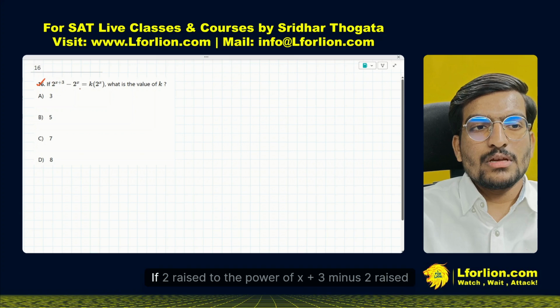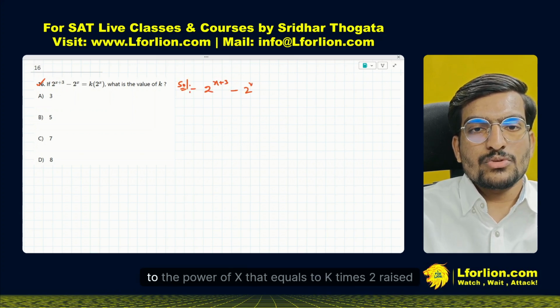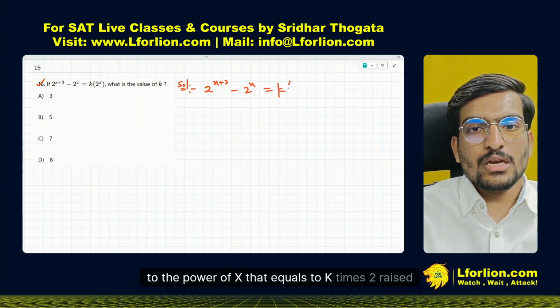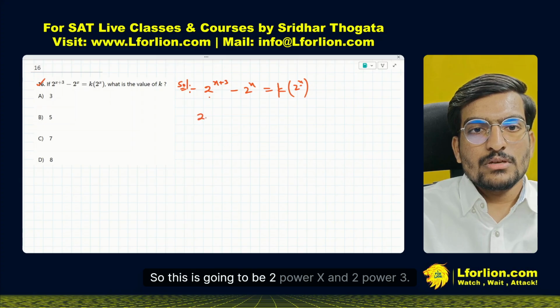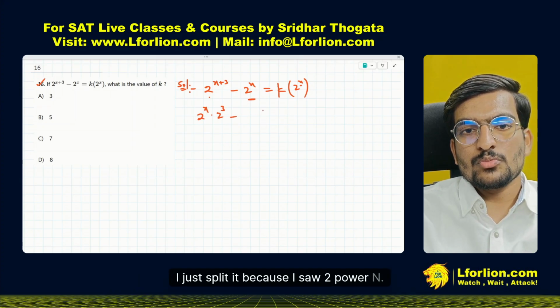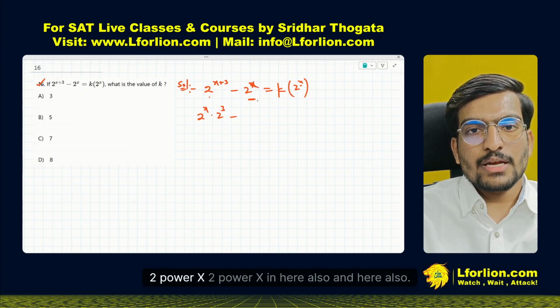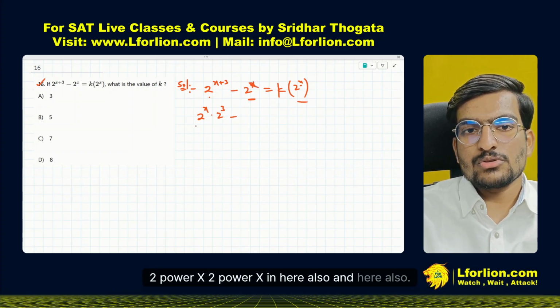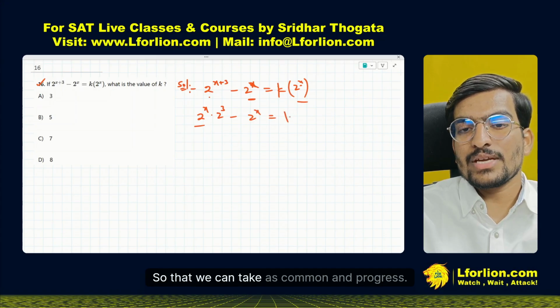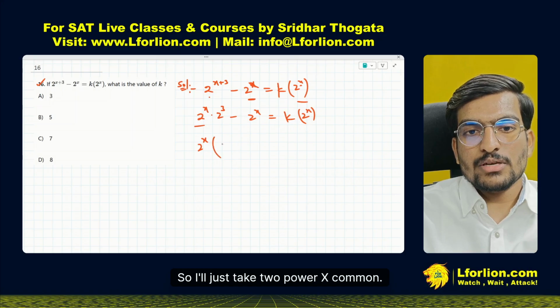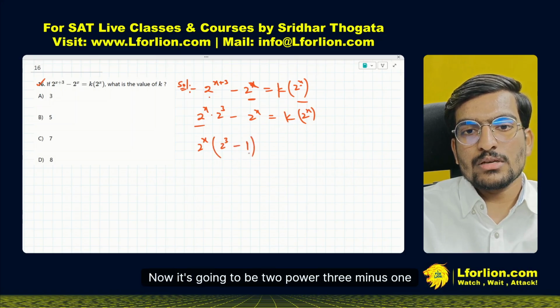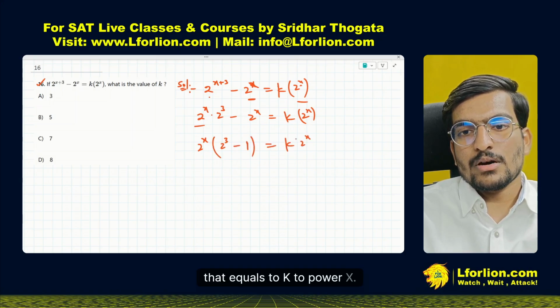Question 16. If 2 raised to the power of x plus 3 minus 2 raised to the power of x equals k times 2 raised to the power of x. So this is going to be 2 power x and 2 power 3. I just split it because I saw 2 power x here also and here also, so that we can take it as common and progress. So I'll just take 2 power x common. Now it's going to be 2 power 3 minus 1 equals k times 2 power x.